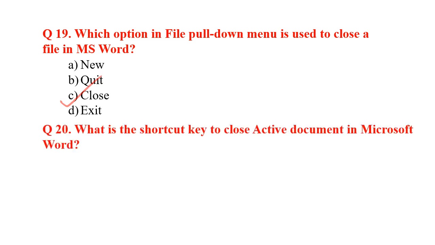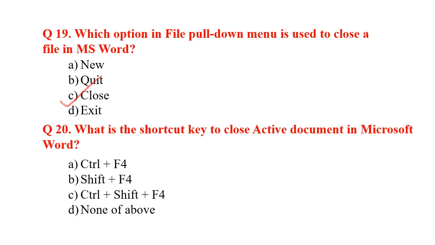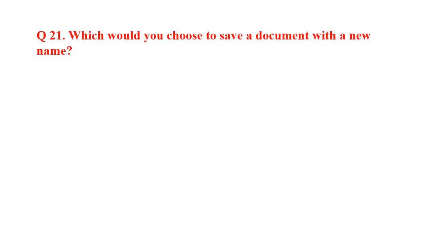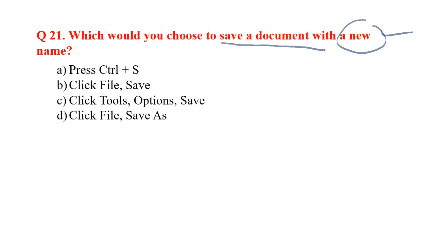Next question. What is the shortcut key to close the active document in Microsoft Word? If you want to close the active document, you need to press Shift plus F4. Question number 21. Which would you choose to save a document with a new name? If you want to save a document with a new name, then we need to click File, then Save As. Then we can save the document with a new name.